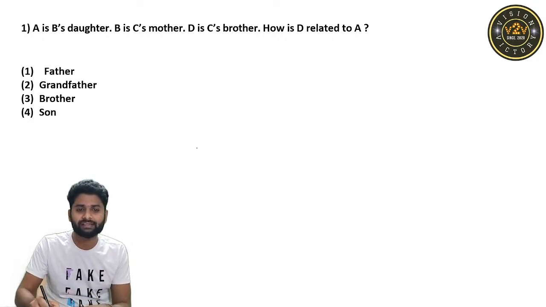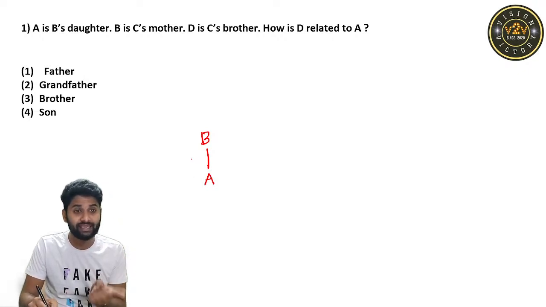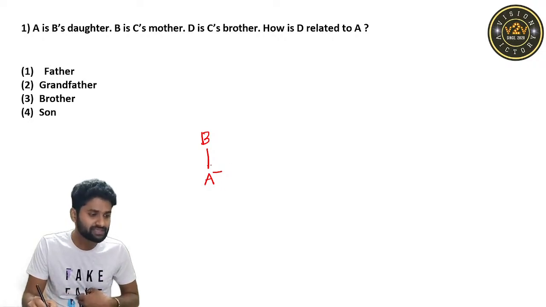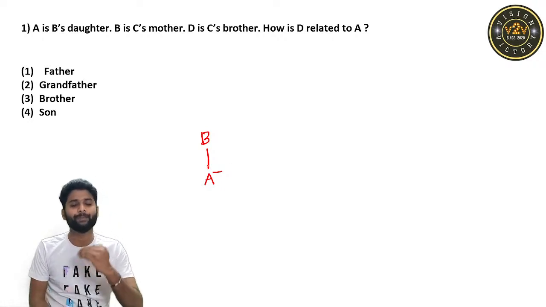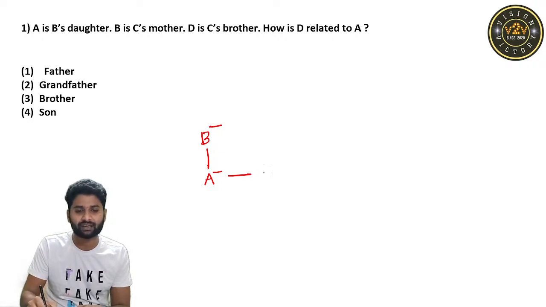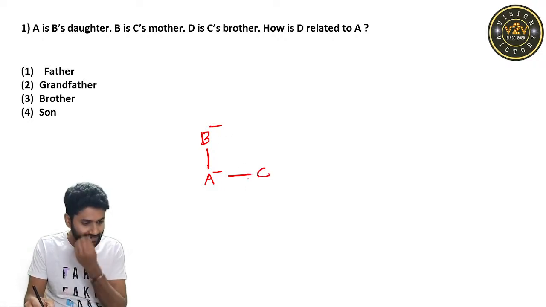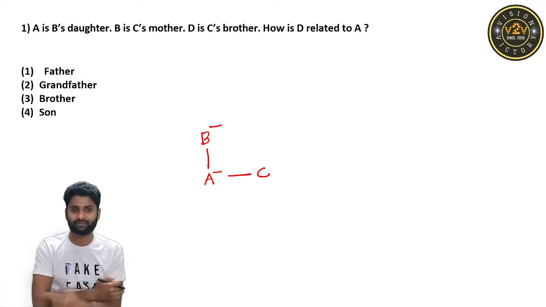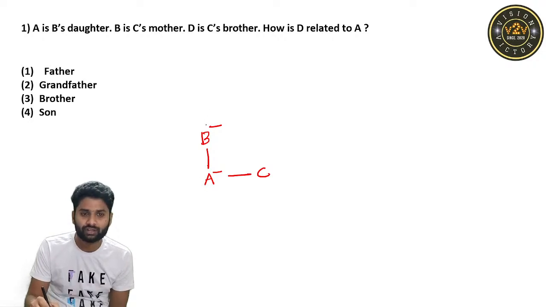Now see, A is B's daughter, guys. B's daughter means you have to mention below A. And they clearly mention that A is B's daughter. So A is female and we are not sure of B's gender, but we can conclude that B is a parent of A. Next one, B is C's mother. Guys, B is a mother of C. Then we can conclude one more relation: A and C are siblings. Own brother and own sister is all about siblings. A is daughter of B, B is mother of C.